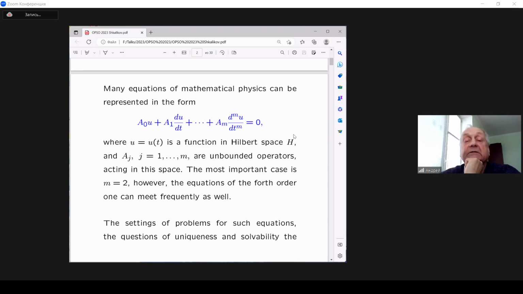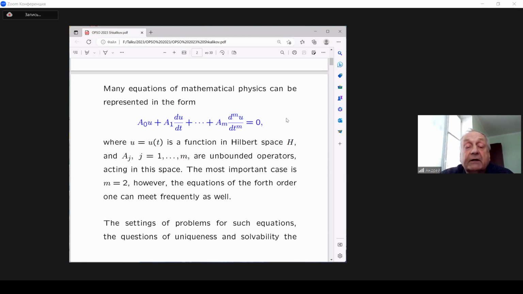My talk will consist of three parts. The first part is a general one. I will speak about operator equations in Hilbert space. In the second part, I will speak about hyperbolic pencils of the second order. And in the third one, about elliptic pencils, quadratic elliptic pencils, and the Mandelstam hypothesis.